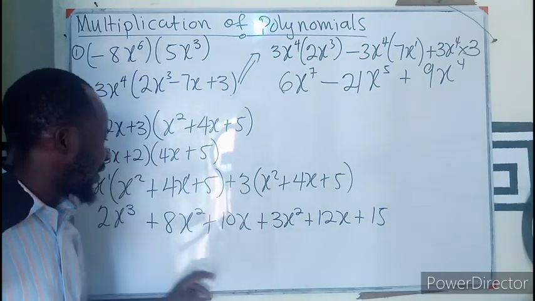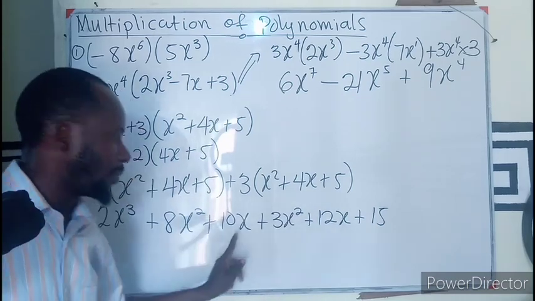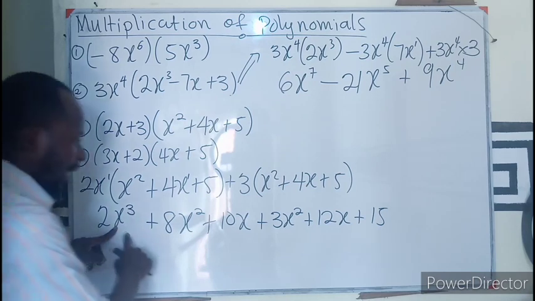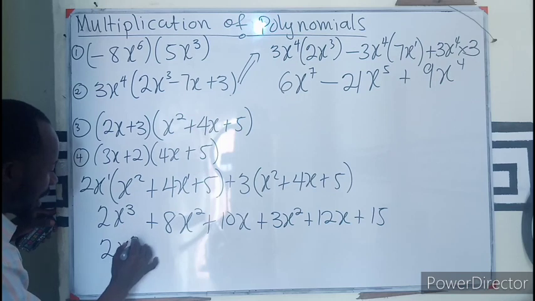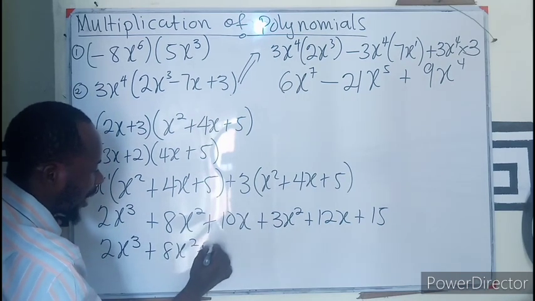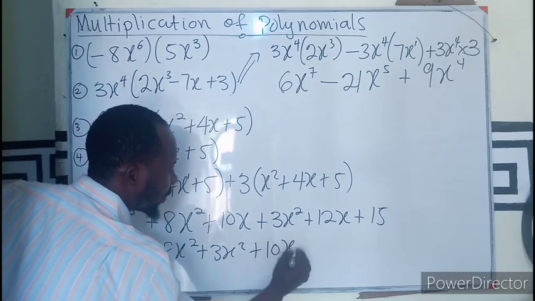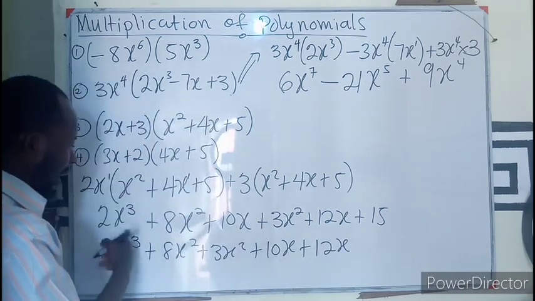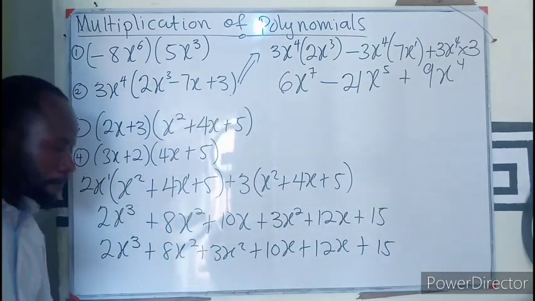But we can also see that there are instances whereby the variables have like terms. So we group them together. The only x to the power 3 is here. So I maintain that to be 2x to the power 3, 8x squared plus 3x squared, 10x, 12x, any constant again. So this is the only constant as well, 15.